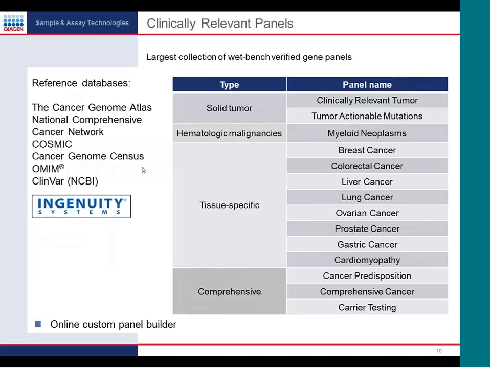But we also understand that one size doesn't fit all. And in that case, we have the ability to provide a custom panel builder. So we have an online custom panel builder, where you can go on our QIAGEN.com and put in any genomic region or any gene, and you can design the panel specific for your need.